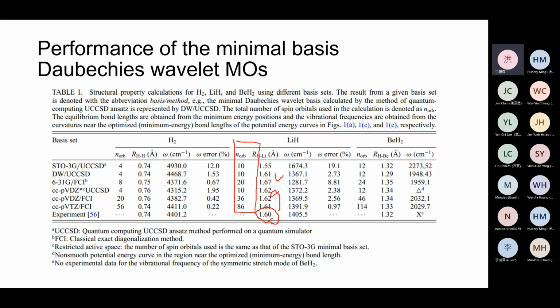The number of spin orbitals used in the Daubechies wavelet calculation is significantly less than in the others, compared to 63 qubits or 36 qubits and 86 qubits for the cc-pVDZ and cc-pVTZ calculations. This table shows that quantum computing cannot compensate for the deficiency inherent in a low-quality basis set.